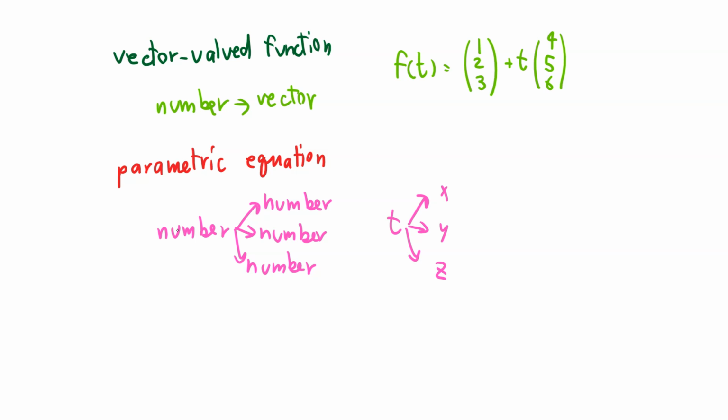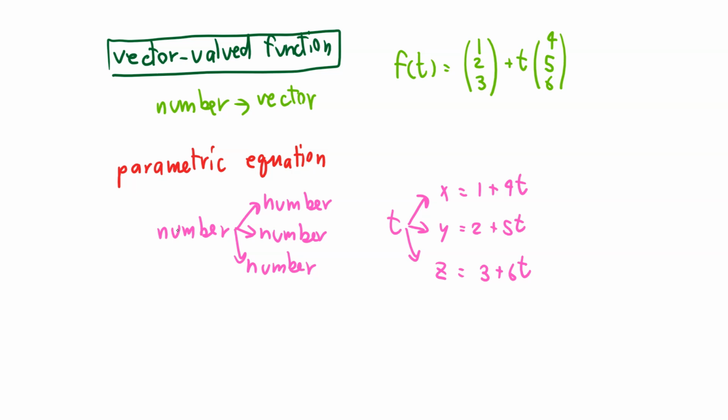For example, my x could be 1 plus 4t. My y could be 2 plus 5t, and my z could be 3 plus 6t. And this vector value function and parametric equation, they have to do with each other. In fact, the examples that I have here would produce the same 3D line.